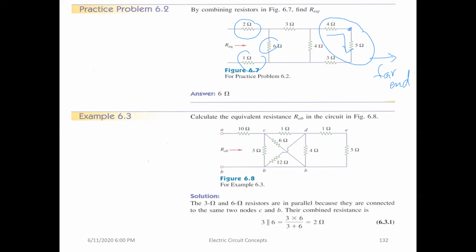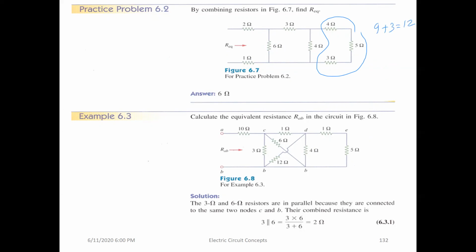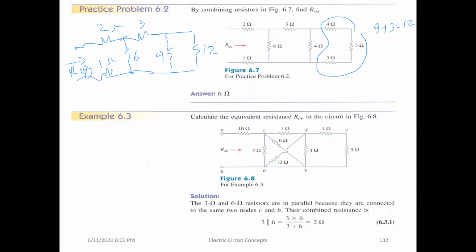So there will be 4 plus 8, 4 plus 5. So it will be also this one. See this current here? So these 3 here are in series. So it will be 9 plus 3 will be 12. Then I can redraw the circuit here. Now this has become 12, and this is 4, and this is 3, and this is 6, 1, 2.